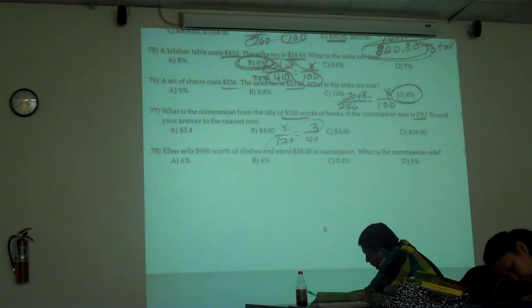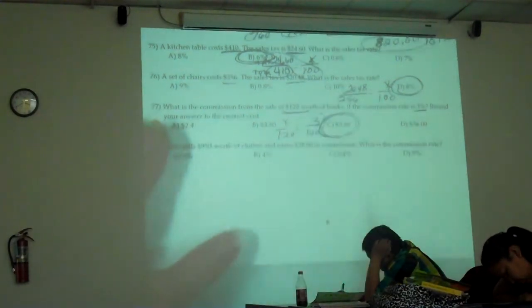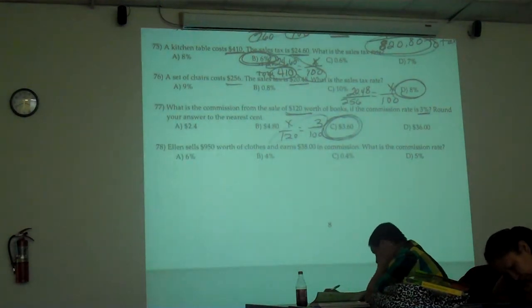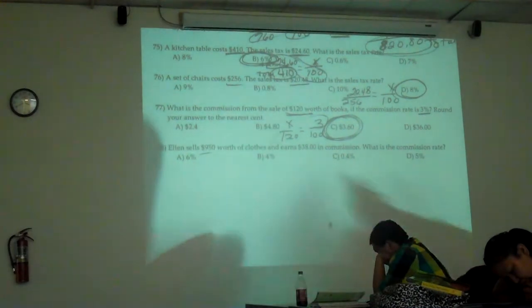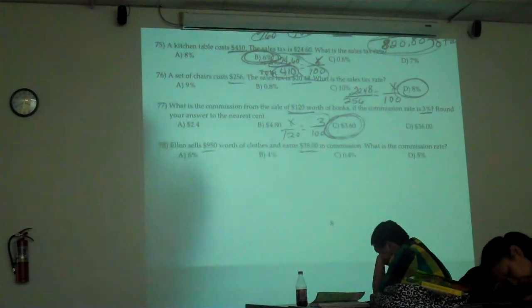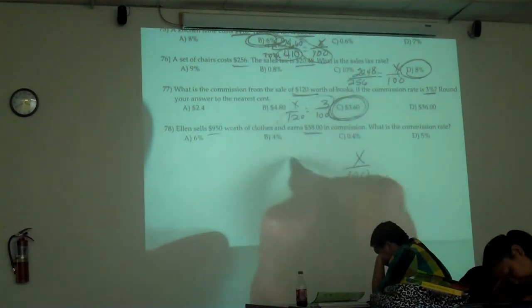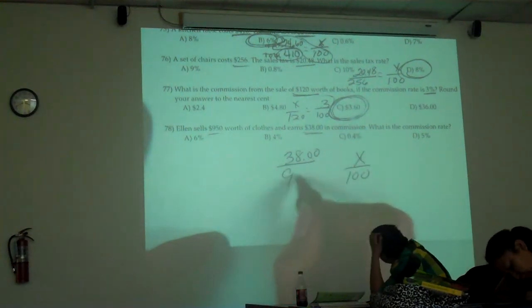It's not much. You only get $3.60. You sold the $120 worth of books, and you only get $3.60. Sucks to be a salesman. You only get 3%. Okay, Ellen sells $9.50 worth of clothes, and she earns $38 in commission. What's her rate? What's her percent?